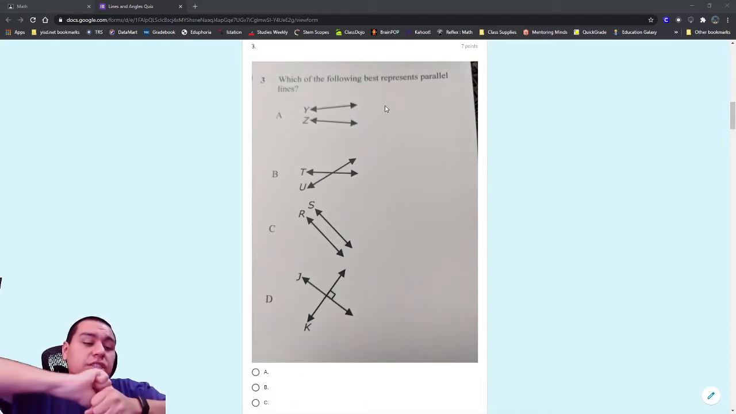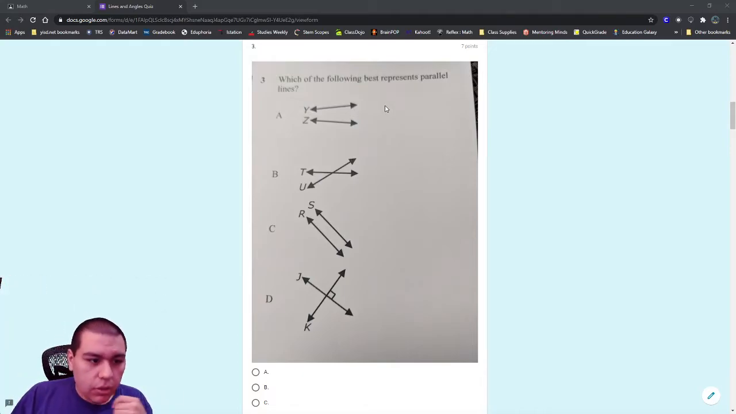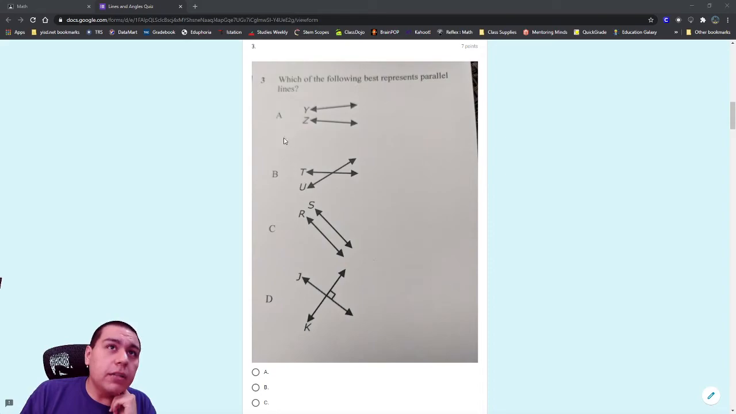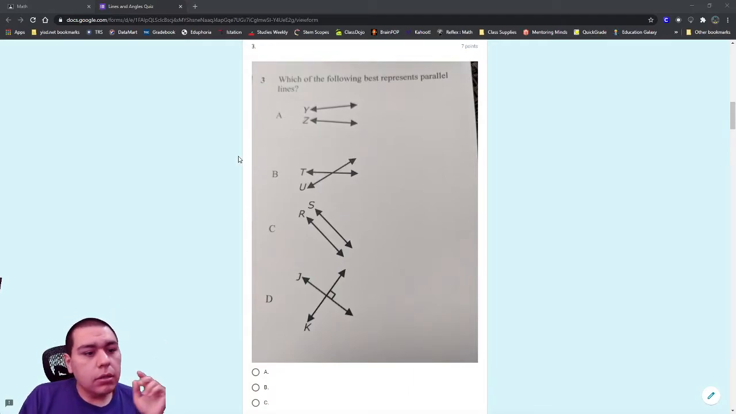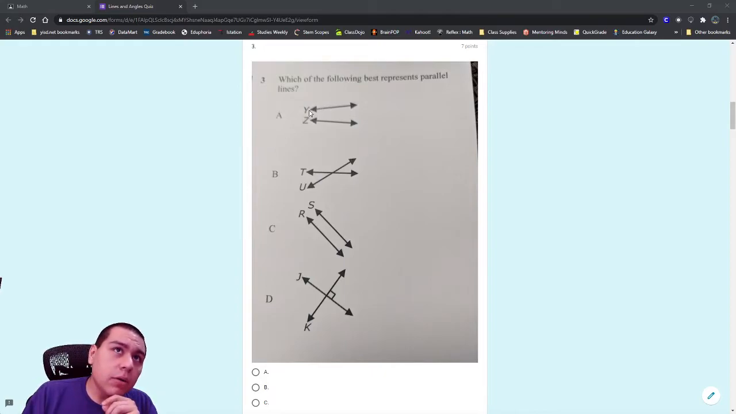Even if I took the lines and stretched them out forever and ever and ever, parallel lines can never cross. They can never touch. If I look at the ones for answer choice A, I might say, oh, they're not touching yet, but look how close they're already getting. And remember, in math, they put these arrows to let us know the line's going to keep going that way. And if these lines keep going, line Y and line Z, they're going to end up running into each other and crossing. So they're not parallel.